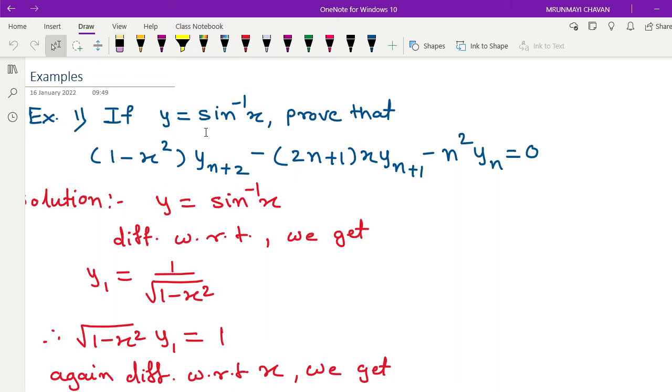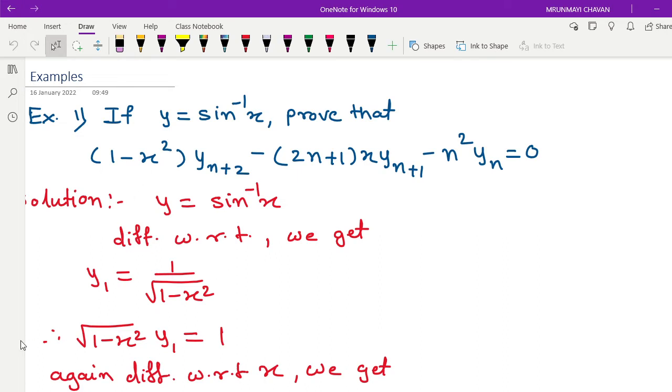If y is equal to sine inverse x, then prove that (1 minus x square) into yn plus 2 minus (2n plus 1) into x yn plus 1 minus n square yn is equal to 0.